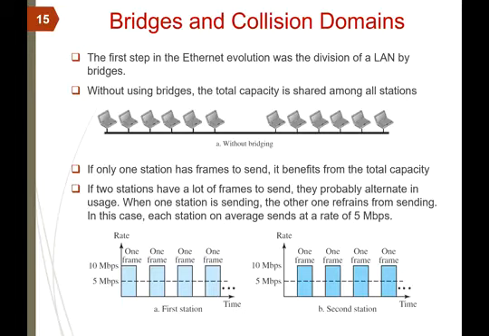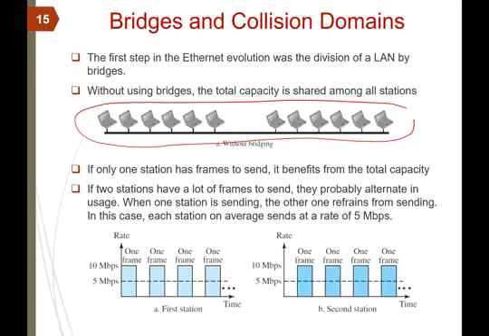So we're talking about bridges and collision domains. If you have a network with devices connected in a bus topology or even a star, we have 12 devices here, and we are talking about 10 megabit per second standard Ethernet. So if one device has data to send, it can use the whole bandwidth. It can use that 10 megabits.